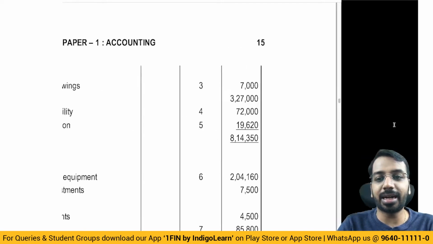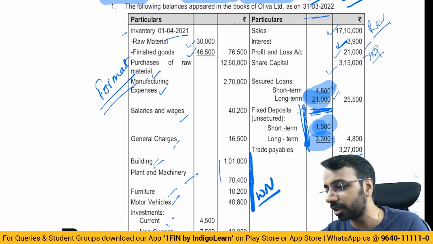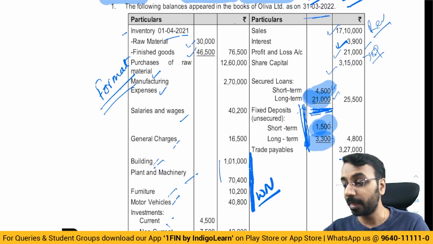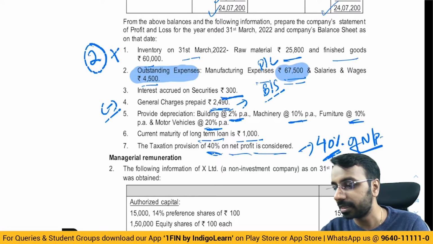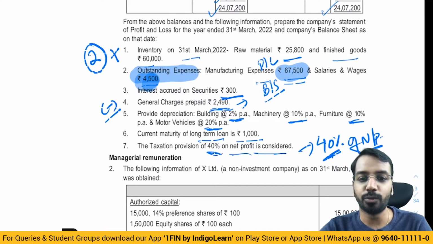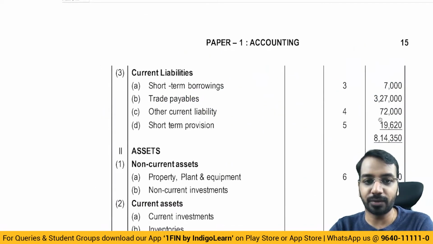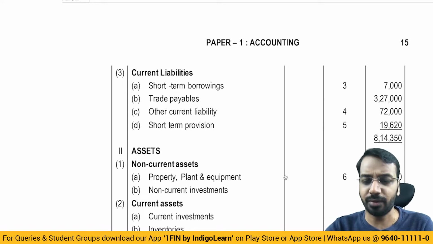Then other current liabilities. Other liabilities apart from that will form part of other current liabilities. Now here you may say, sir, in the question there are no other current liabilities, but in the adjustments we had outstanding expenses. So your manufacturing expenses, salaries and wages, these are your other current liabilities that you need to provide for, right? So that is a part of this. Then short-term provision, this would most likely be the taxation, we will come to it.